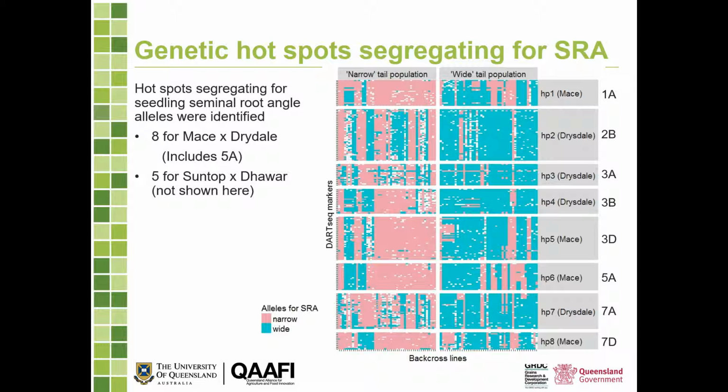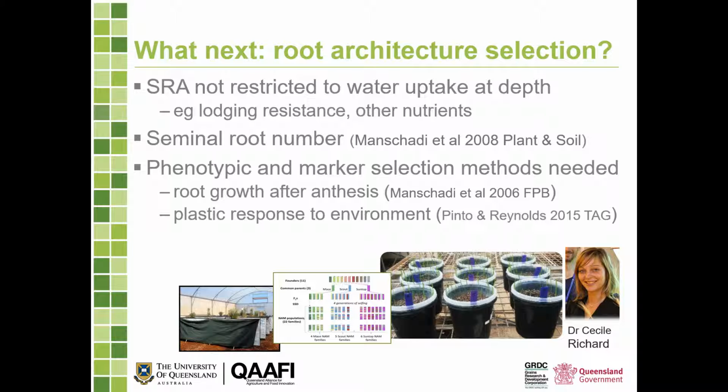And as we've already known from previous study, it's a complex genetic trait, so you can see those regions just spread throughout the genome. So we've been able to select for seedling seminal root angle. I've talked about its potential utility in water extraction, but root angle can be valuable for other things like lodging resistance and uptake of other nutrients. Seminal root number, which I haven't talked about, is also a trait of interest, can be measured in that system, and we generally find that higher seminal root number is advantageous, 5 roots rather than 3.